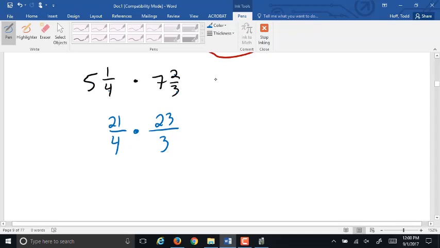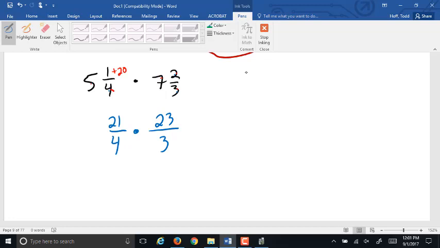So yes, all we're doing is taking the whole number times the denominator. 5 times 4 is 20. Adding that to the numerator to get our new numerator. 7 times 3 is 21, plus 2 is 23, get 23/3. Now at this point, these are fractions. We can cross cancel. Did you get it figured out?